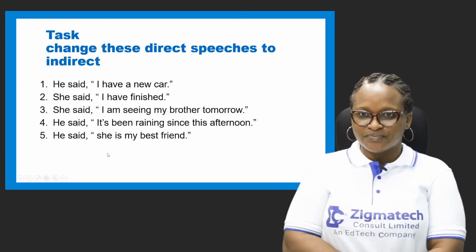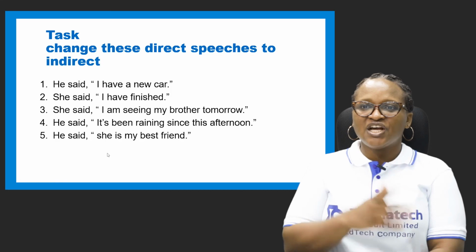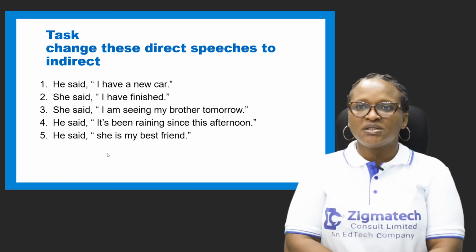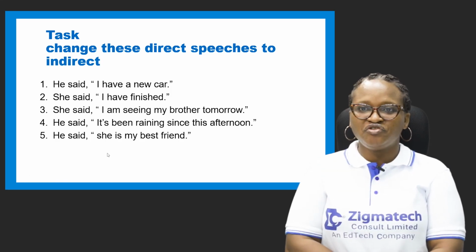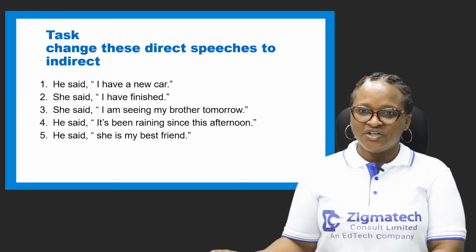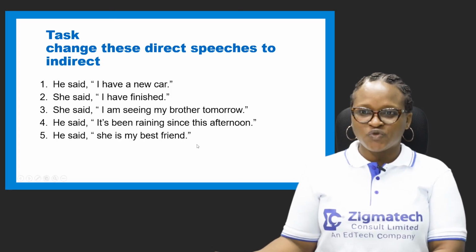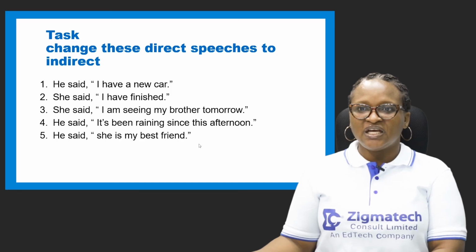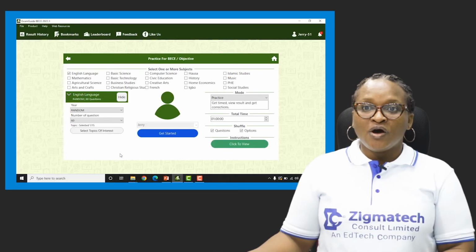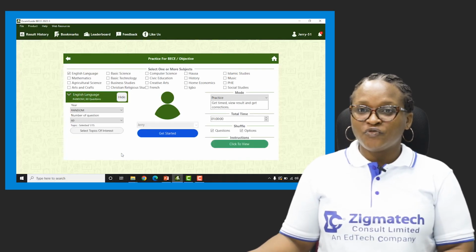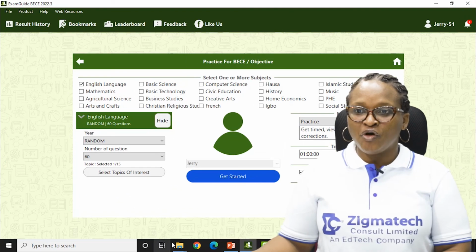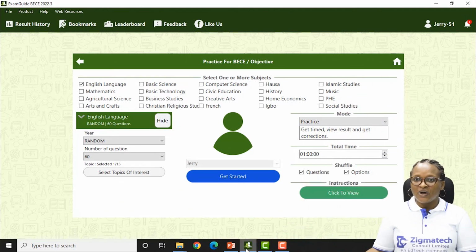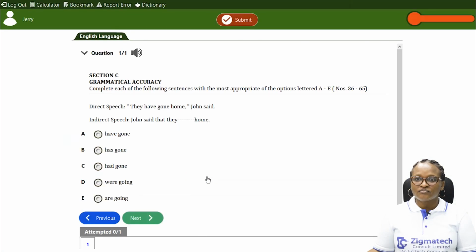Now this is our task. The task says, change these direct speeches to indirect. I'll be expecting your answers in the comment box. Okay, having finished the topic, I would like that we take one exercise from our app. Let's get started.